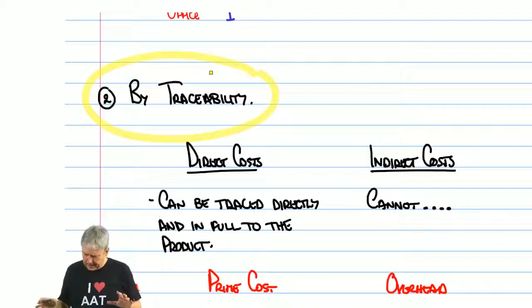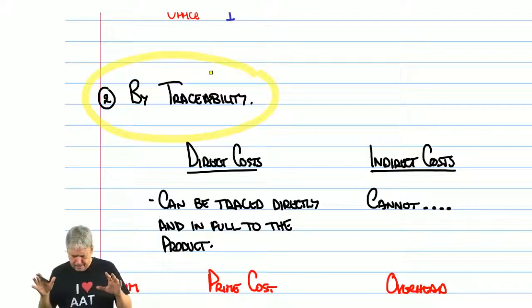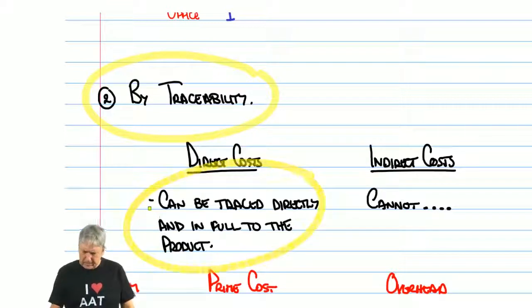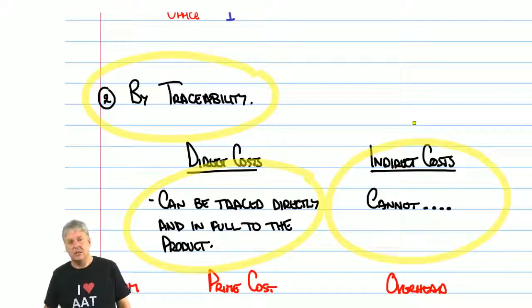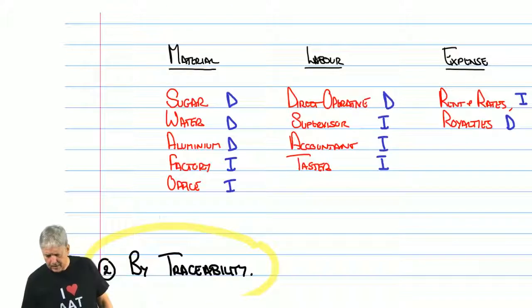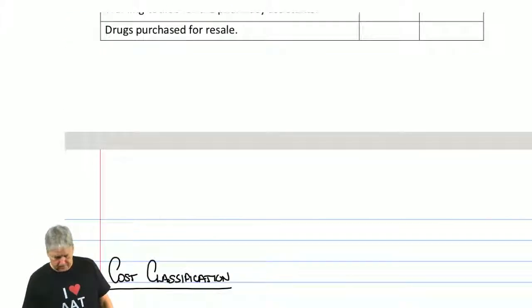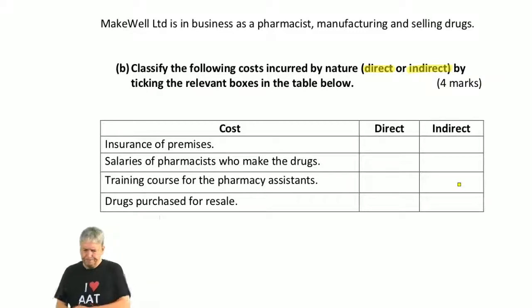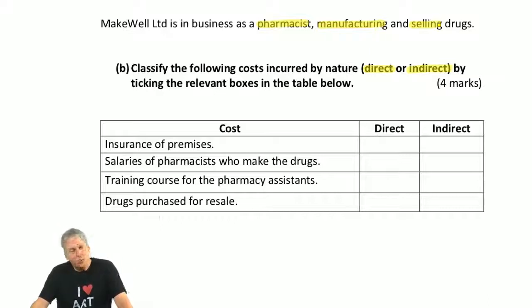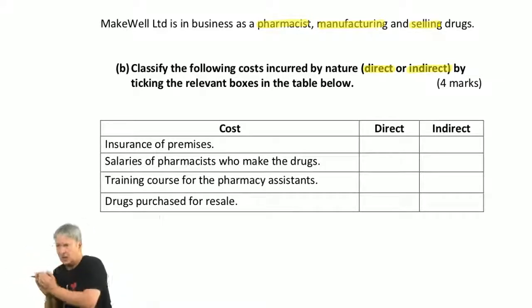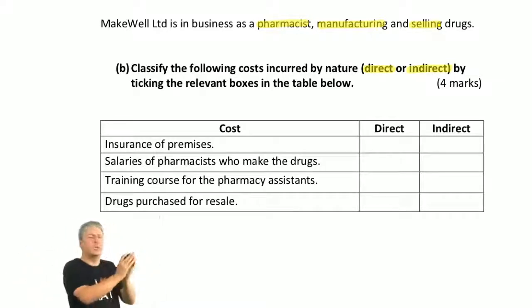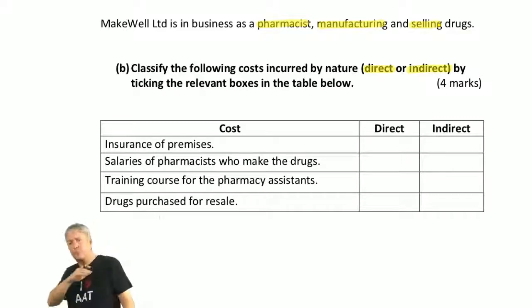So, okay, right. When we're looking at traceability, can they be traced directly and in full to the product, or can they not be traced directly and in full to the product? That is all we are asking ourselves. So, what job do they do? They're a pharmacist, they're a manufacturer and seller of drugs. So, all we have to ask ourselves each time is, can we easily link that cost to an individual product being produced? If we can, it's direct. If we can't, it's not.